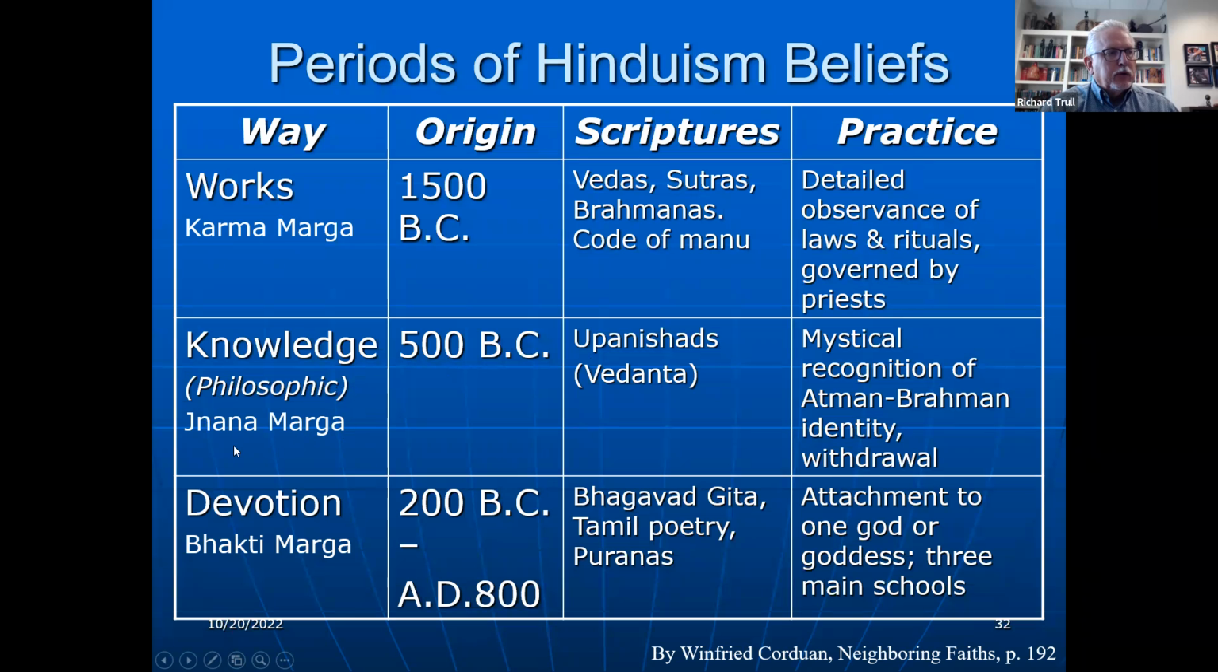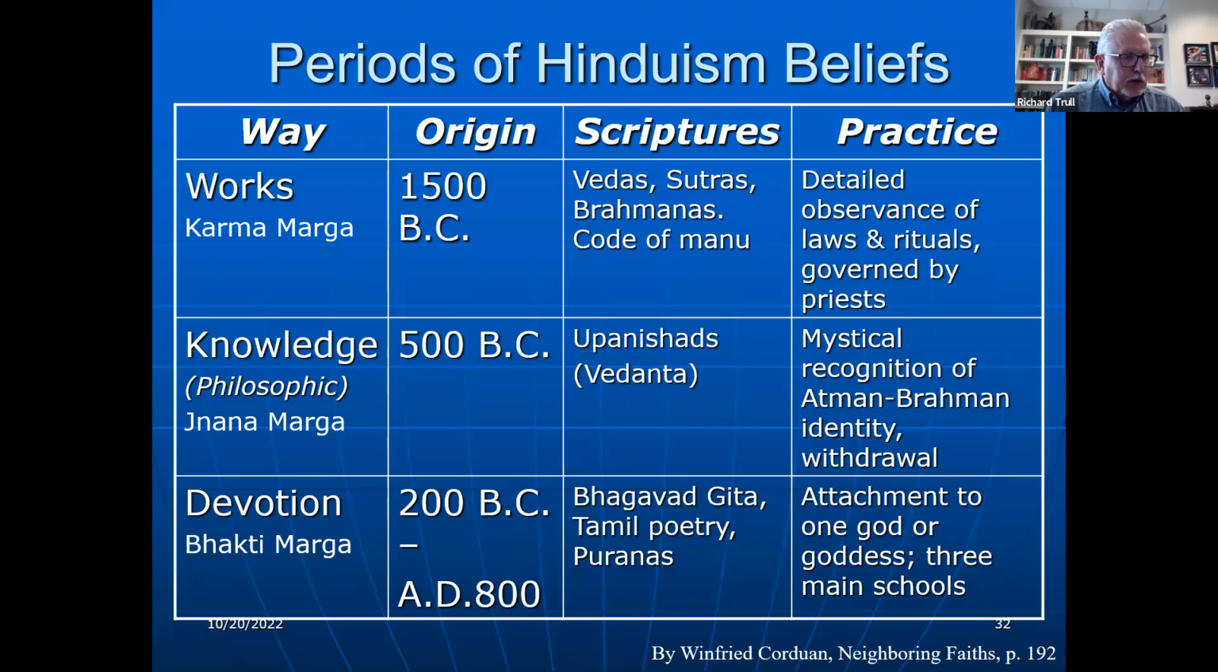period, which is Jnana Marga, and the Upanishads fall into this time. And this is the practice of mystical recognition of the Atman, the soul or self, and Brahman, that overarching universal force, and it has to do with how you reach Brahman, and things like that. So we'll be talking about that a good bit.